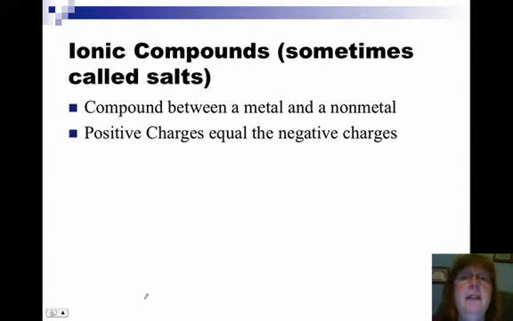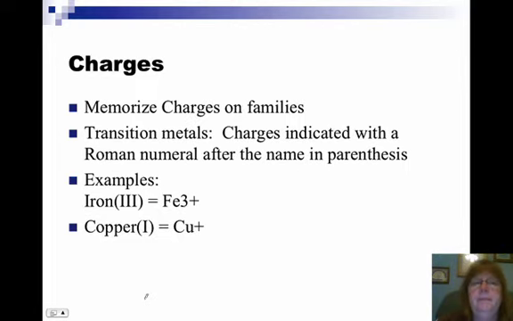Ionic compounds, sometimes called salts, are compounds between metals and nonmetals, and we've had a lot of practice naming them. The positive charges need to be equal to the negative charges. So that's important. In an ionic compound, the positive charges on the metals will equal the negative charges on the nonmetals. So first of all, you need to have the charges on the families memorized.